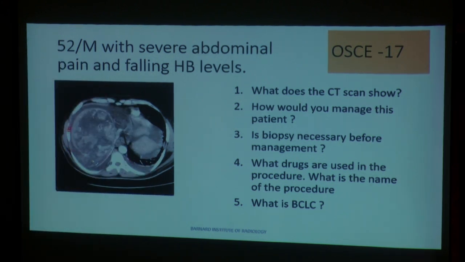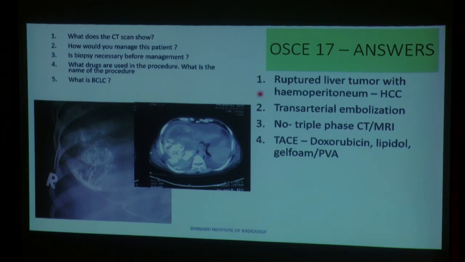So this is obvious, it's a liver tumor which has ruptured and it is leading to hemoperitoneum. So the CT scan shows a ruptured liver tumor with hemoperitoneum. It is a hepatocellular carcinoma. So how do you manage? We would like to do a transarterial embolization, because with such bleeding it is very difficult to take for immediate surgery. Is biopsy necessary before management?